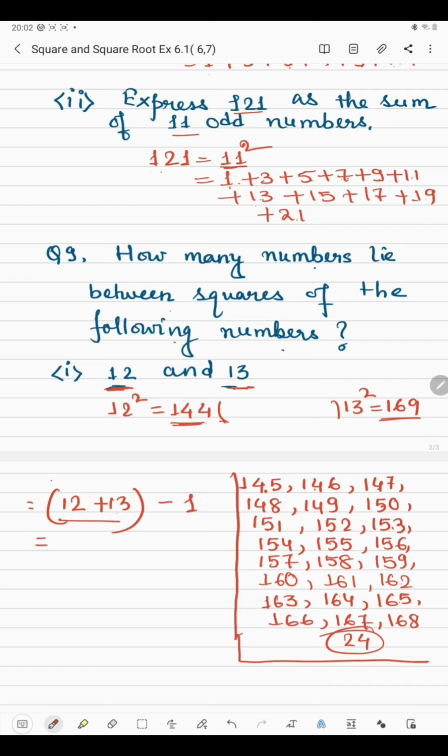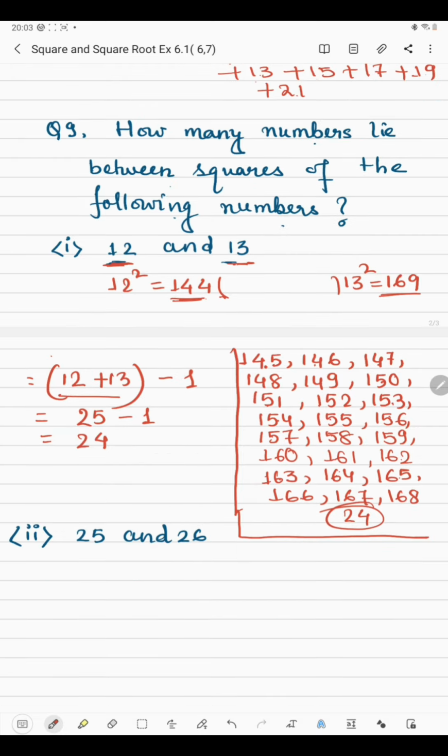So if you add this, we will get 3 plus 2 is 5, 1 plus 1 is 2. So 25 minus 1 is 24. Okay. So this is possible only if two consecutive numbers are given. Okay. So we will have to find the sum of this, and then from the result we will have to subtract 1.